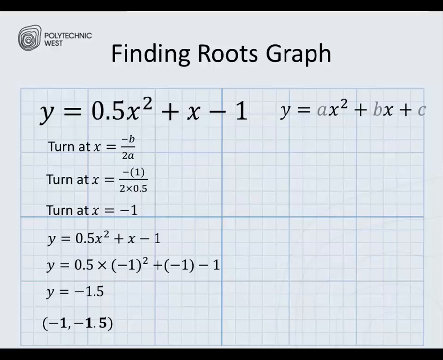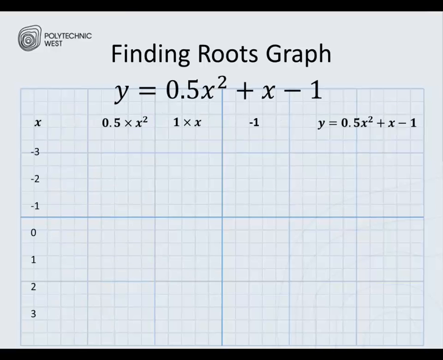That's the turnaround. Another thing we know, if x equals 0, then y just equals c. In our case, y equals minus 1. So we have another point. At 0, y equals minus 1. So 0, minus 1 is another point on this graph.